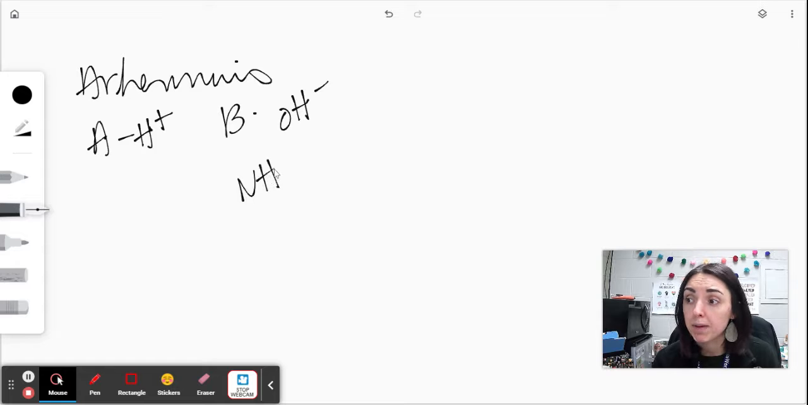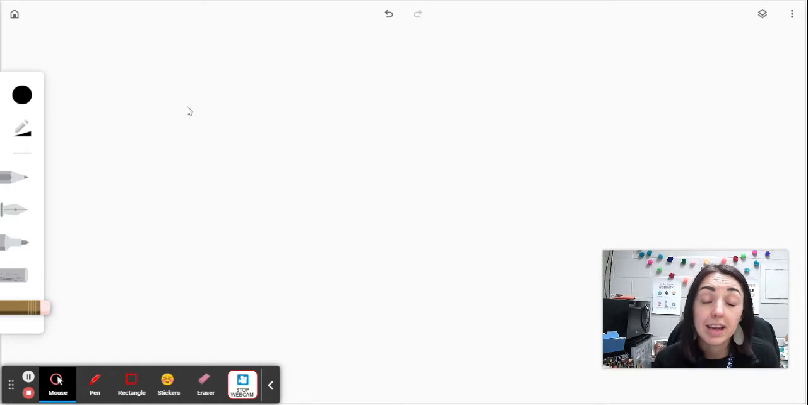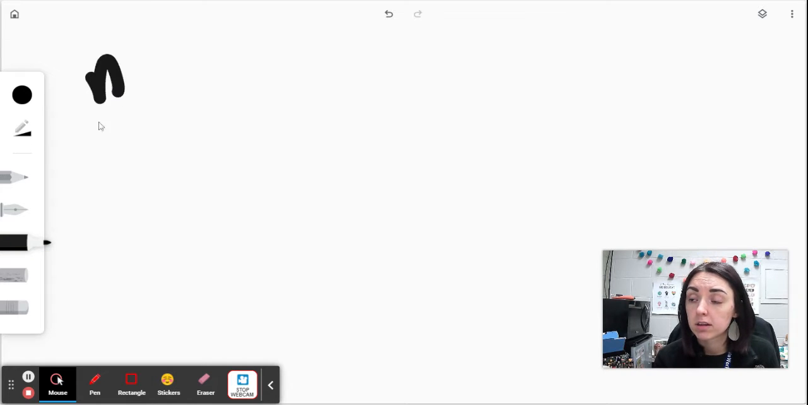We saw this base NH3, that's ammonia, and it doesn't have an H plus ion, and it also doesn't have a hydroxide anion, so it just doesn't fit the model. So we're going to need a different model, a slightly more complicated model to deal with NH3. And that's the Bronsted-Lowry acid-base model. So I'm actually going to start with an acid, and then we'll get to the base.